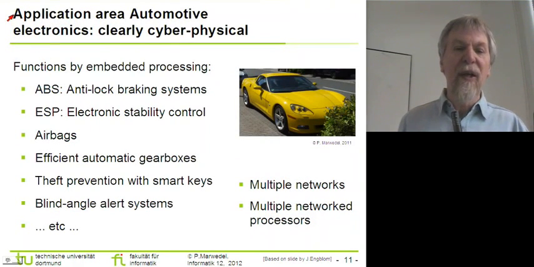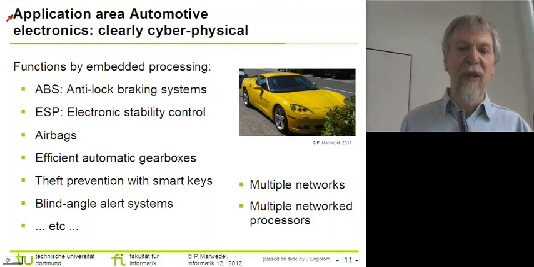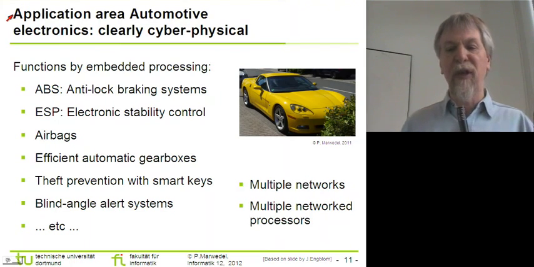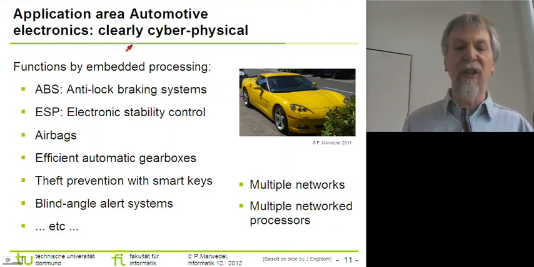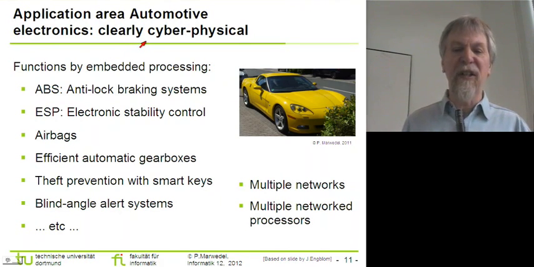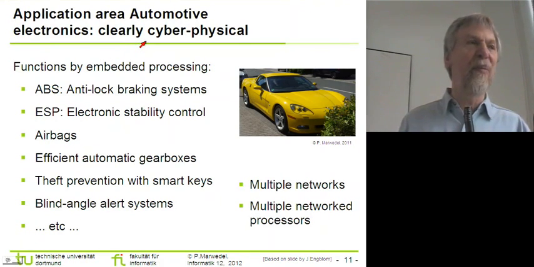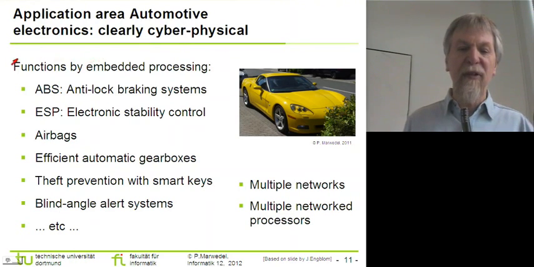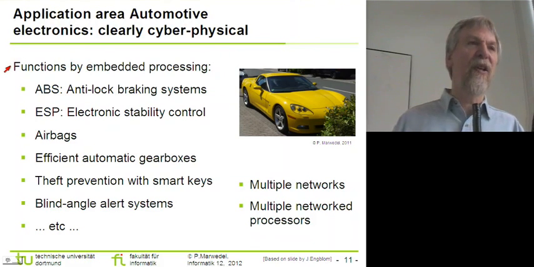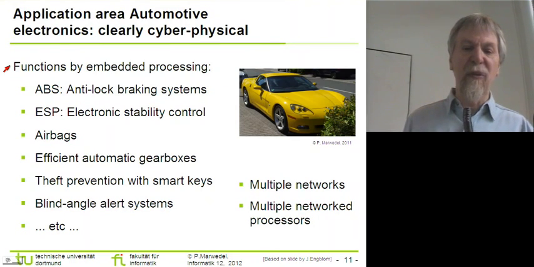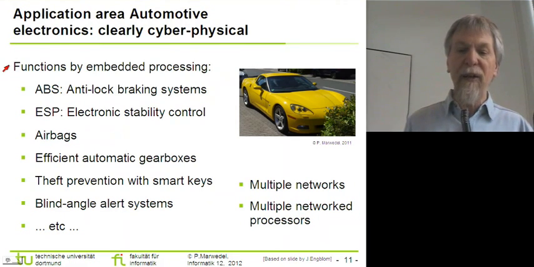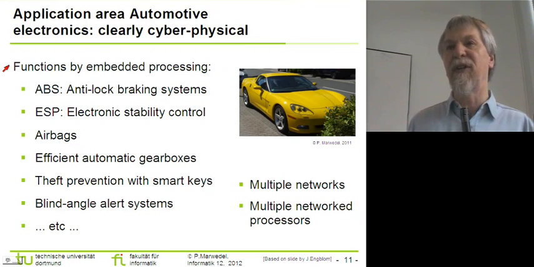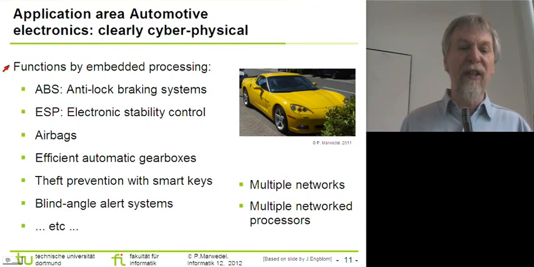The first one is automotive electronics. Automotive electronics refers to the fact that we have information processing in cars. Obviously, it is a clear case of a cyber-physical system because we have a strong link to the physical environment. In this case, we are integrating into the product quite some functions that are based on information processing. In the more developed countries, it's very difficult these days to sell any car that doesn't have advanced information processing.